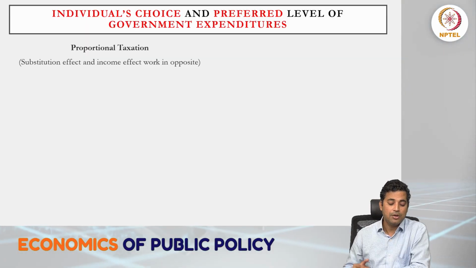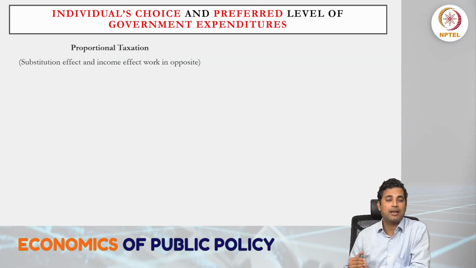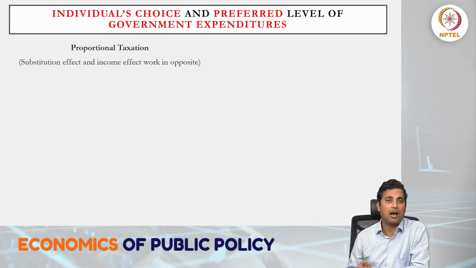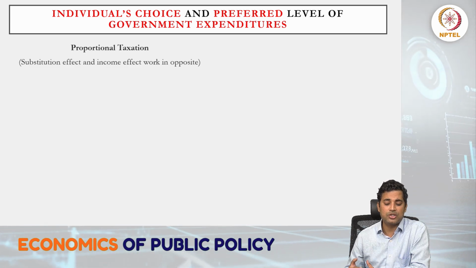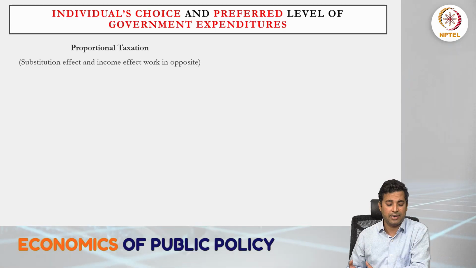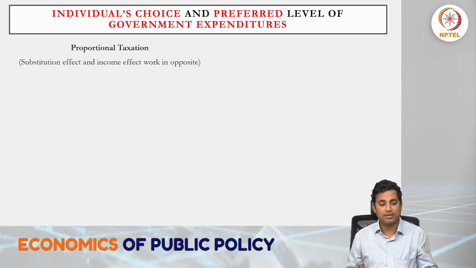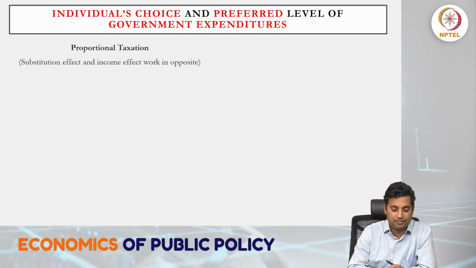So now, in the context of proportional taxes, how does it relate? Let us decide how individual choice and government expenditure will be determined. Let us discuss this context with the help of a graphical illustration.